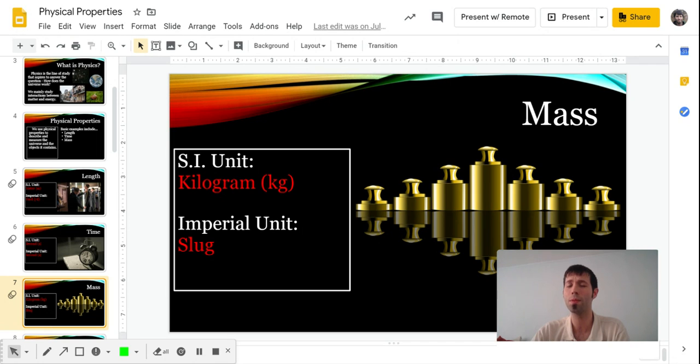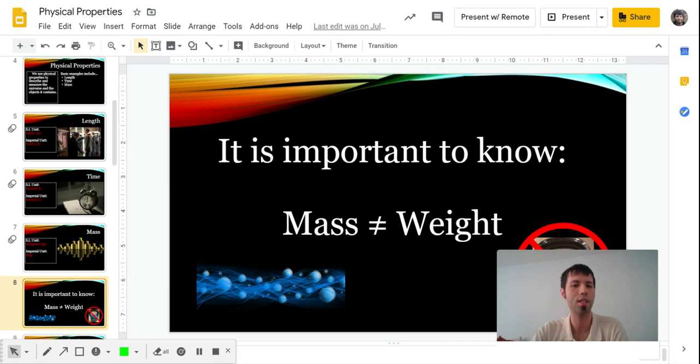So what's the difference between mass and weight? I'm so glad you asked. It's important to know that mass and weight are not the same thing.